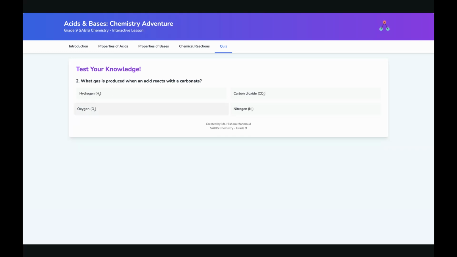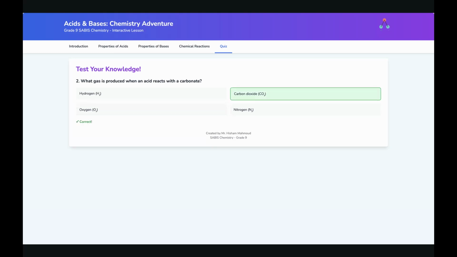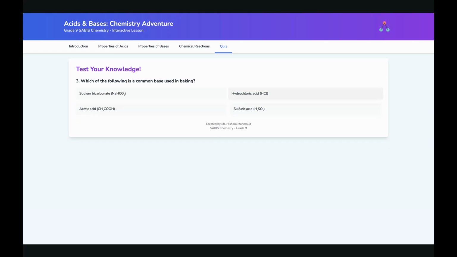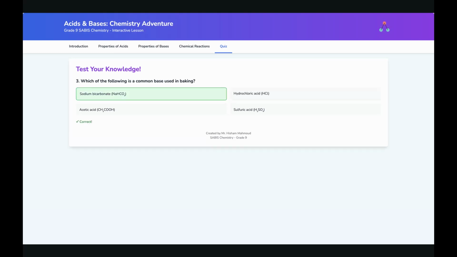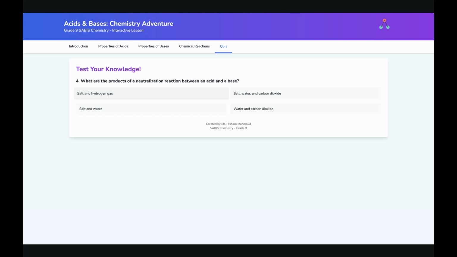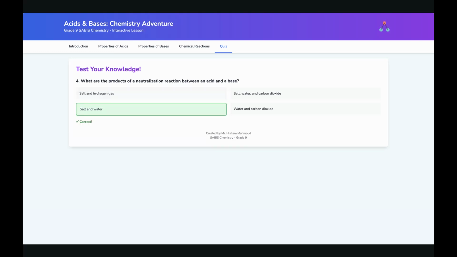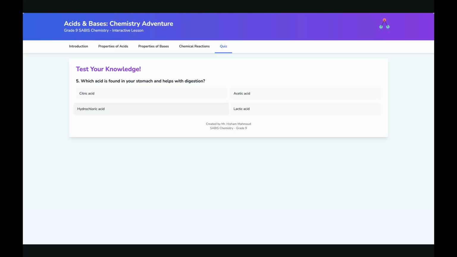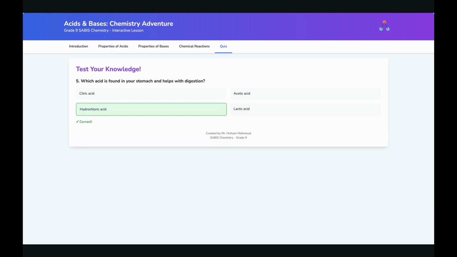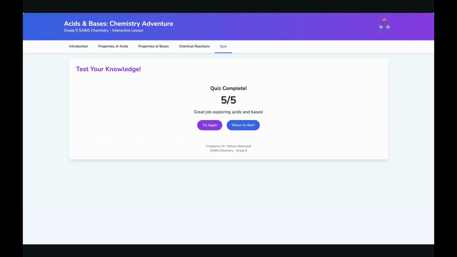What gas is produced when acid reacts with a carbonate? It forms carbon dioxide gas. Which of the following is a common base used in baking, sodium carbonate or sodium bicarbonate? Sodium bicarbonate. What are the products of neutralization between an acid and a base? They form salt and water. Which acid is found in your stomach and helps with digestion? The hydrochloric acid. And that was the end of this quiz, and see you in the next video.